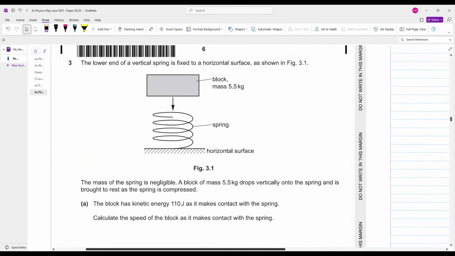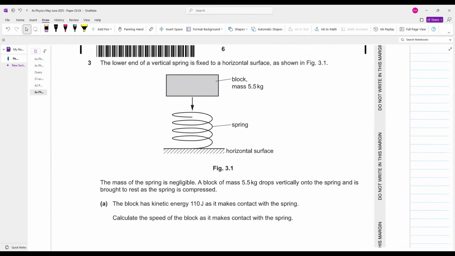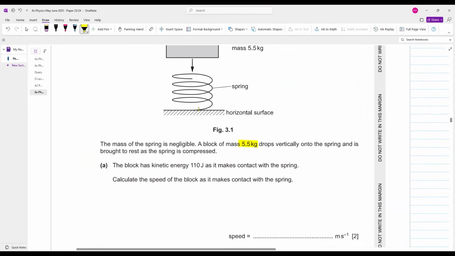Acha ji, this looks like an interesting question. Let's see. The lower end of a vertical spring is fixed to a horizontal surface as shown in figure 3.1. Okay. You have a spring that is fixed to a horizontal surface. Perfect. The mass of the spring is negligible. A block of mass 5.5 kg drops vertically onto the spring and is brought to rest as the spring is compressed. ठीक हो गया. The block has a kinetic energy of 1110 joules as it makes contact with the spring.